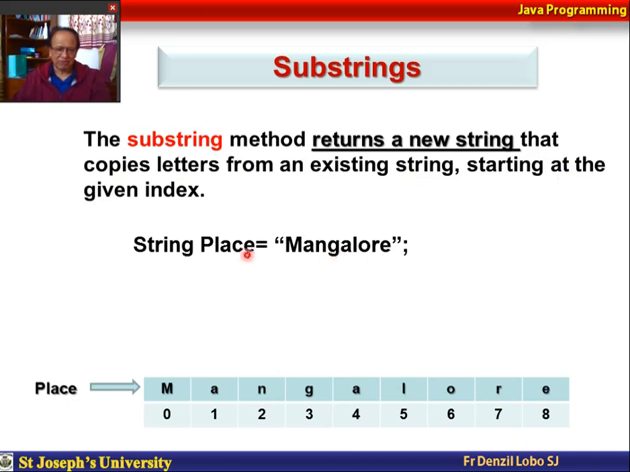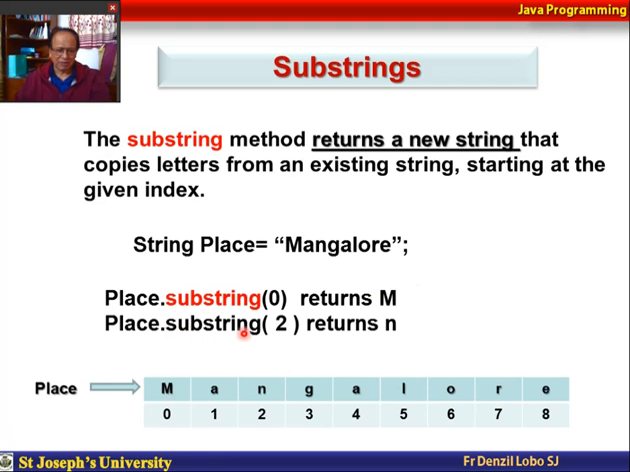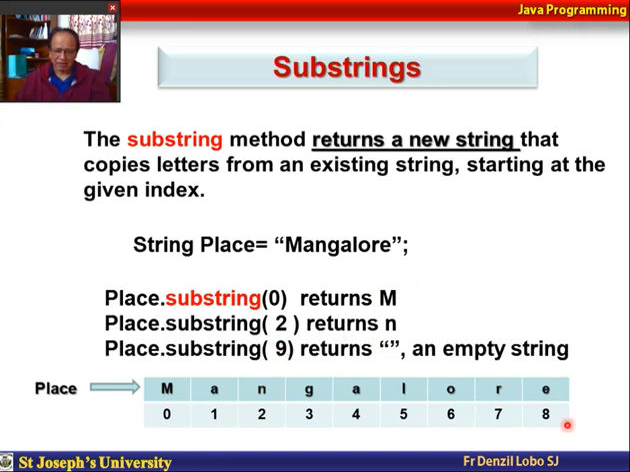Let us see. For example, I have assigned Mangalore to a string called place. If I say place.substring(0), that means it returns only one alphabet. Naturally, at 0 we have got M, so it is going to return M. Suppose substring 2, it returns N because at the second index N is present. Suppose substring 9: as you see, the index goes up to 8, therefore at 9 there is nothing, so it is going to return an empty string. So this is substring, it returns an alphabet.